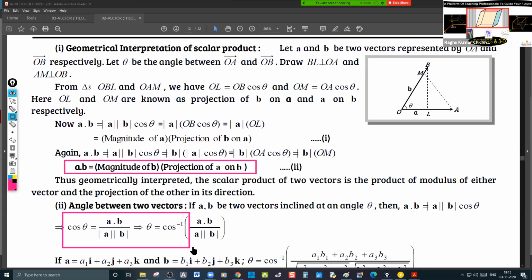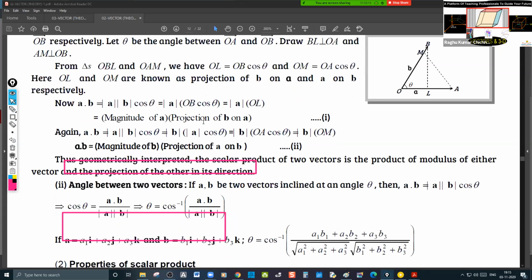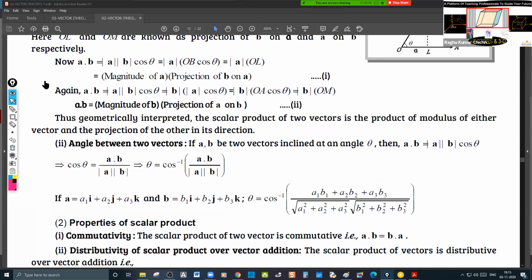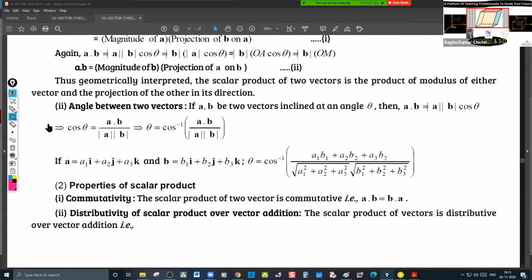Now cos theta is a dot b by modulus of a bar into modulus of b bar. Theta is equal to cos inverse of a dot b by mod a into mod b. And if you see this same formula in three-dimensional geometry, it goes like this. That is cos theta is equal, very important formula, please. Cos theta is equal to a1 b1 plus a2 b2 plus a3 b3 divided by root over a1 square plus a2 square plus a3 square into root over b1 square plus b2 square plus b3 square. This is what you have to understand.